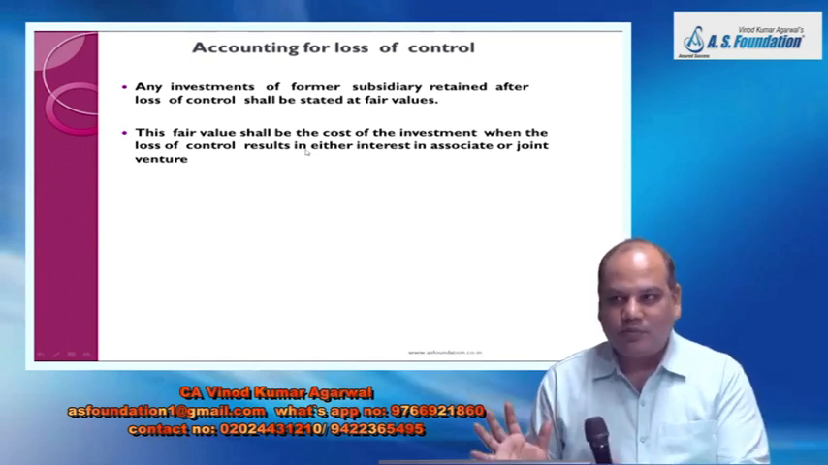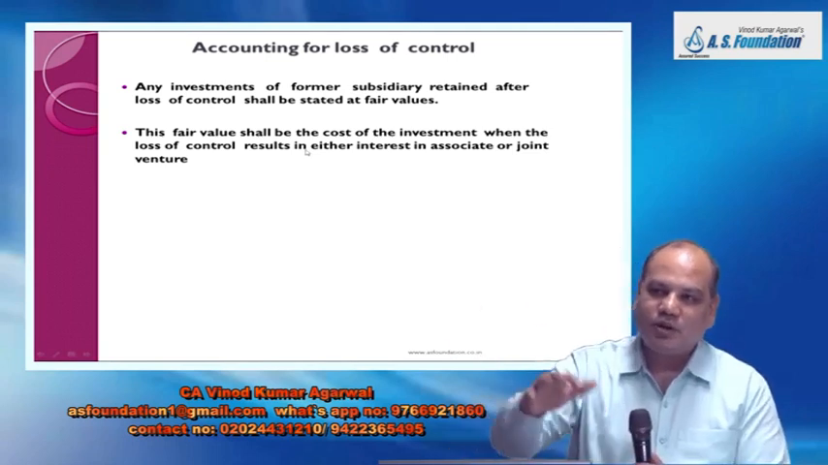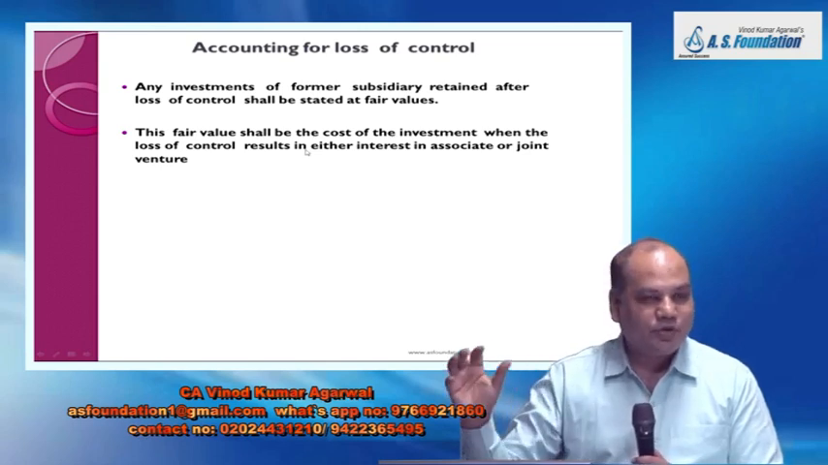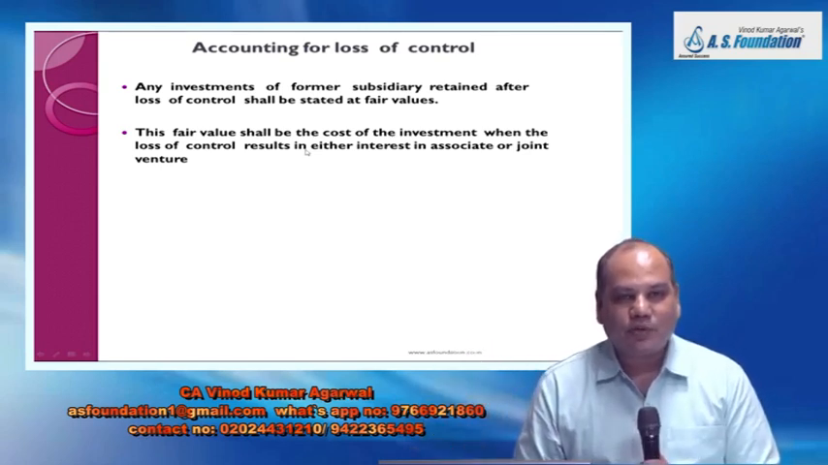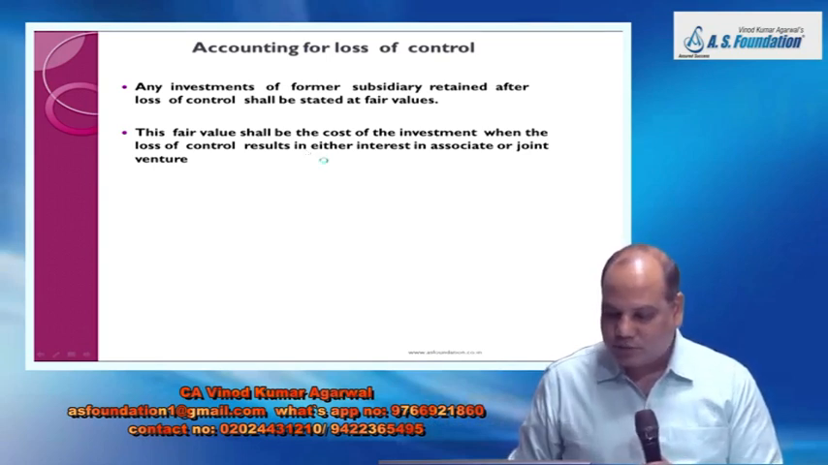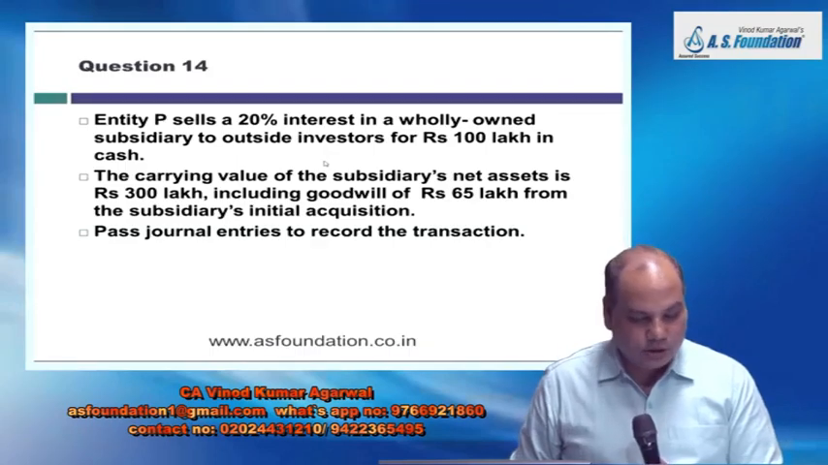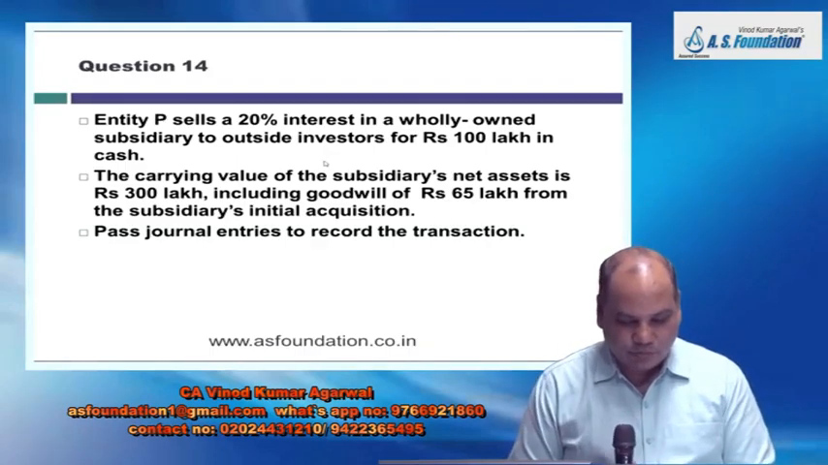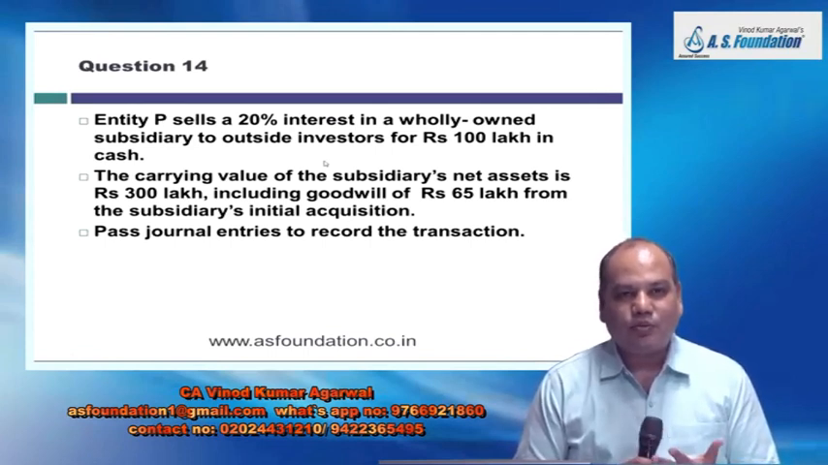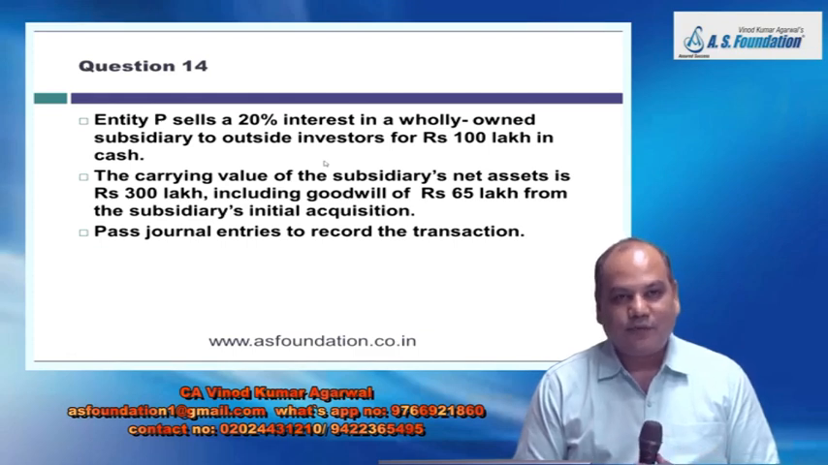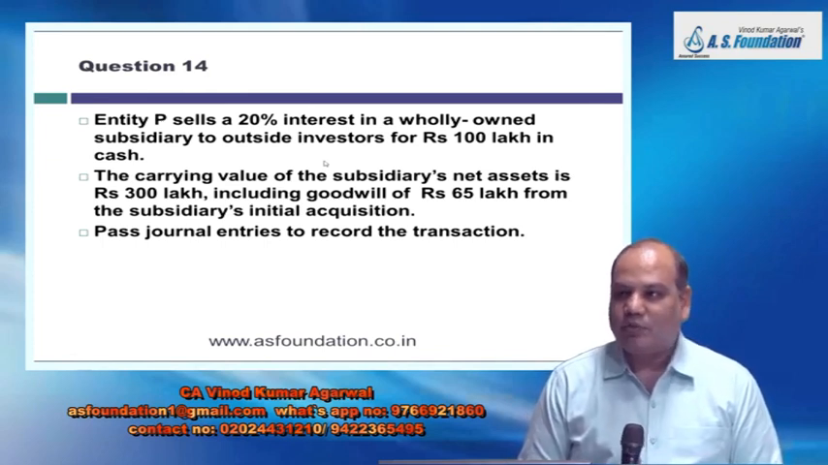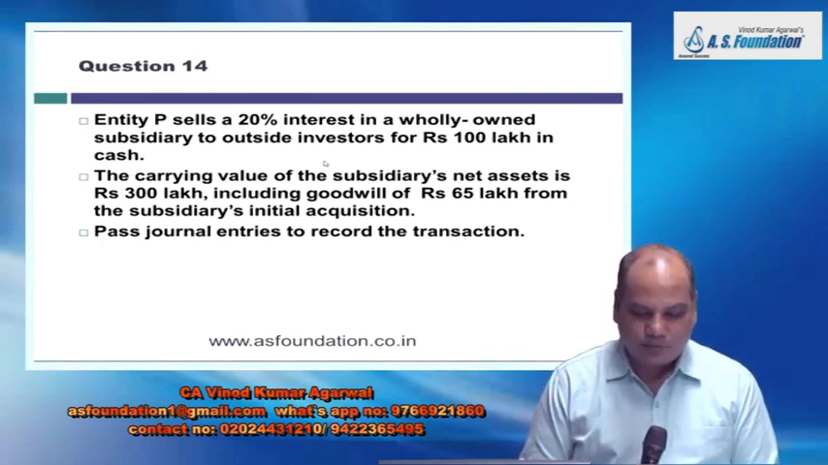Add any change in net asset in the carrying amount of investment if it increases, or minus any change in the net asset of associate or joint venture if it decreases. So that is IAS 28, very simple standard. Let us see the application of theory. What is the theory? Remove all the net asset, remove NCI, and difference adjust in the profit and loss. Any investment retained will be measured at fair value.